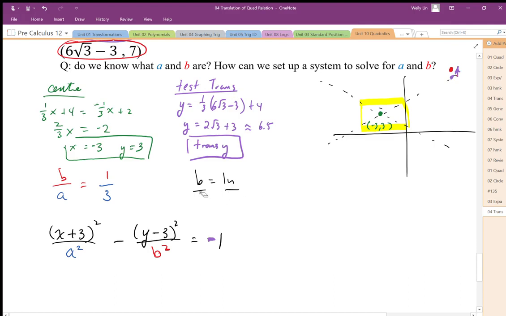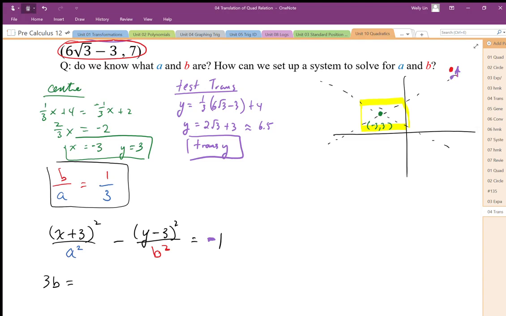Okay, I'm going to do it slightly differently, and again, you don't have to do it this way. It's just going to show you some different options. I'm actually going to solve this expression here, and I end up with 3b is equal to a when I just cross multiply that. Okay, so I can replace the a with a 3b.